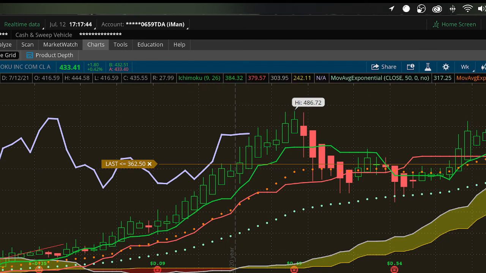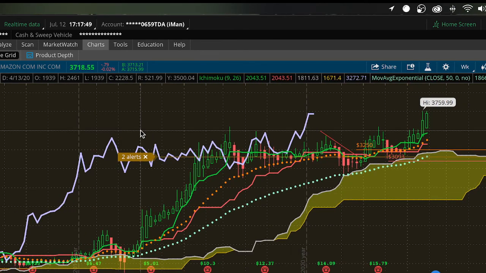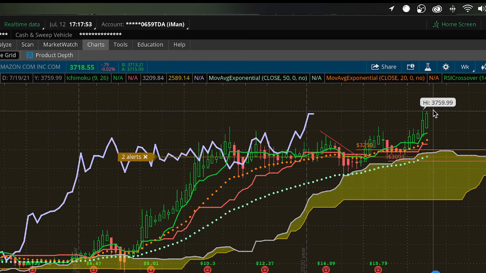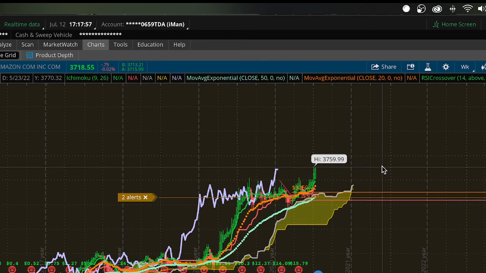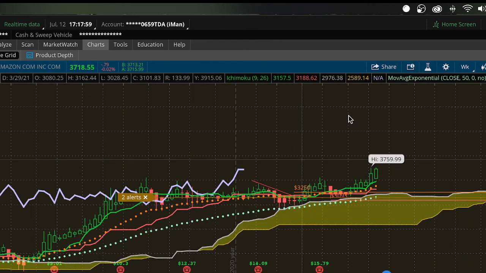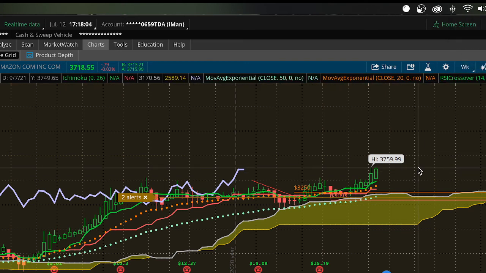Let's move off ROKU. I'm going to go to Amazon. We're on the weekly chart here. And as you can see, we got the breakouts on Amazon. Weekly's looking good. We'll probably see two more weeks of Amazon running, I do say so myself. I don't even remember when the earnings are. I think it's the 27th, 28th, something like that. So it's about two weeks from now.